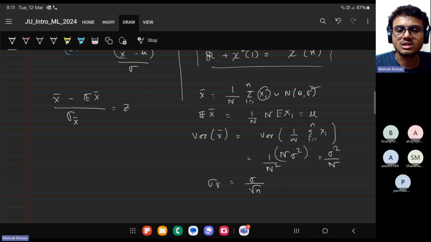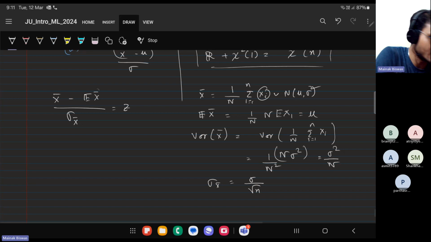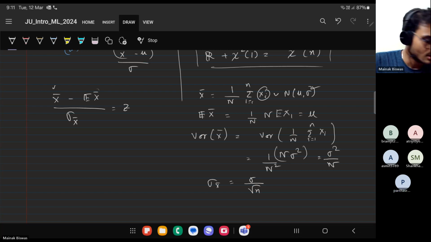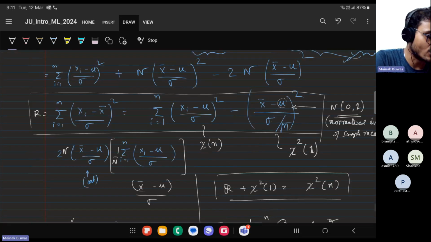Yes Arthur, what is the problem? X hat, you take some other distribution, it's still a normal, right? X hat is a normal, because the sum of normals is a normal. I told you to prove that in your assignment, right? So this is a single normal, yes or no? This is going to give me a single normal.